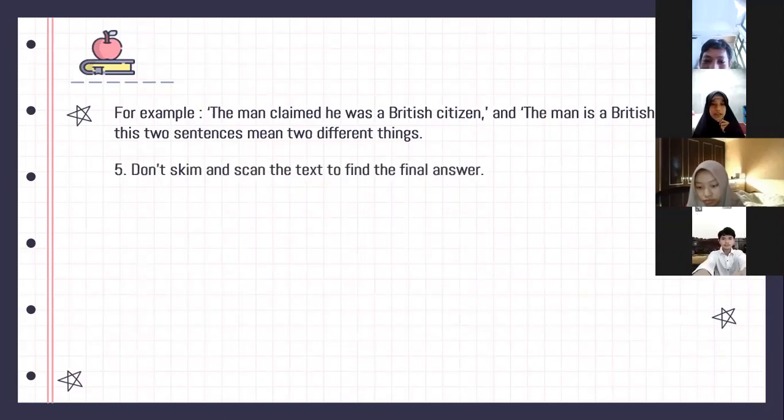The fifth is don't skim and scan the text to find the final answer. In this point, you will have to read the appropriate part of the text very carefully in order to understand what the author means. The sixth is the statements follow a chronological order. So you have to know that the answers are in the same order as they appear in the text. Don't waste your time going back and keep on reading.